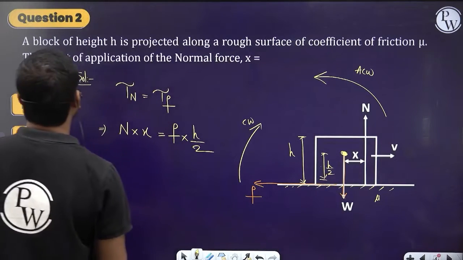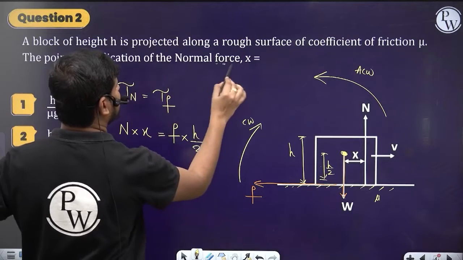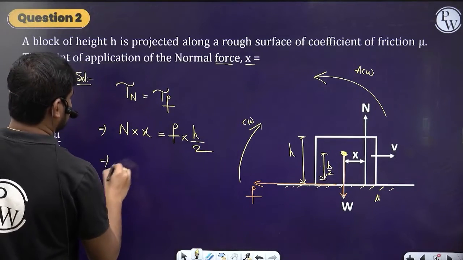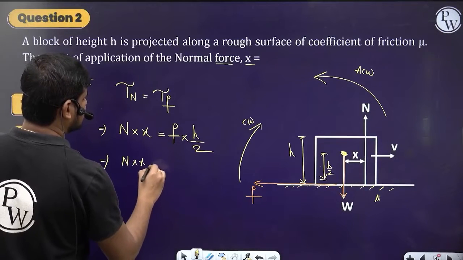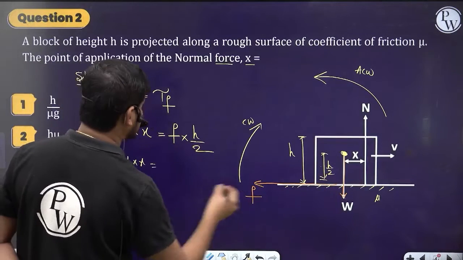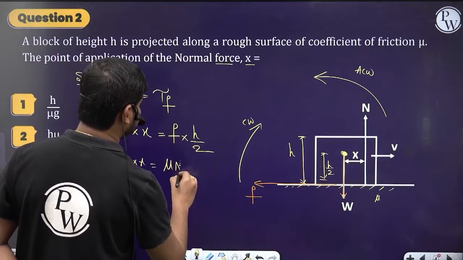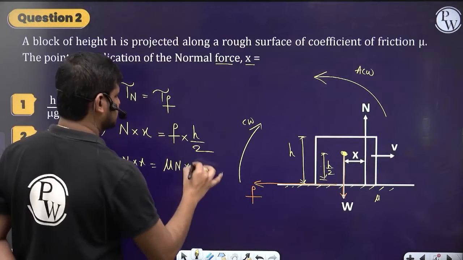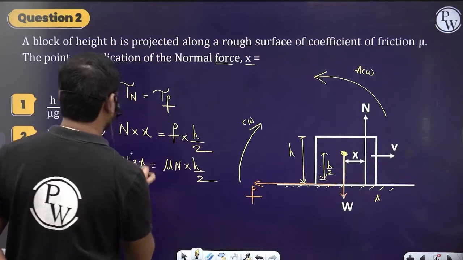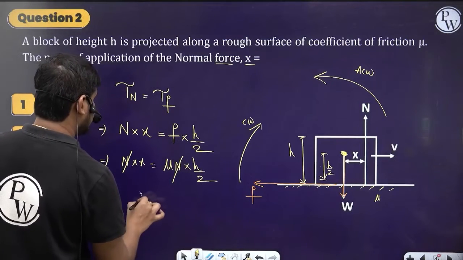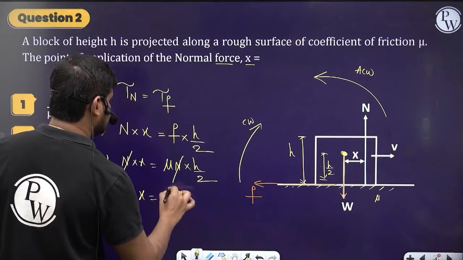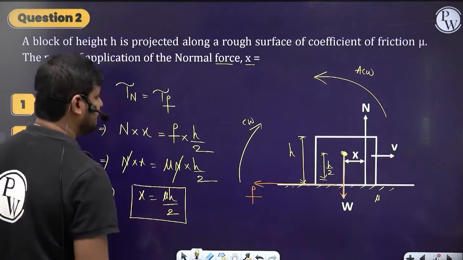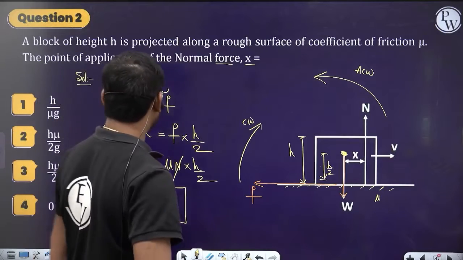So what do we need actually? The point of application of the normal force, x. We have to find this x. So I can write N into x is equal to, in place of friction, as the coefficient of friction is given as mu, mu into N is the f, so which is equal to N into h by 2. So N cancels, therefore x is equal to mu into h by 2. So this is the place where the normal reaction will act.